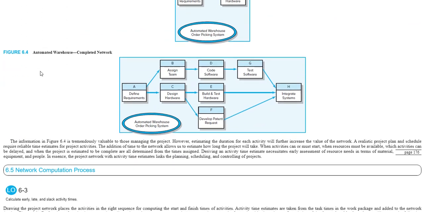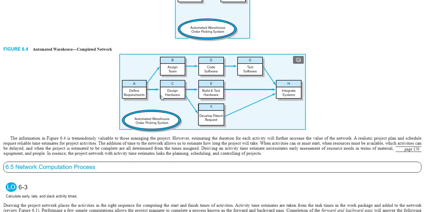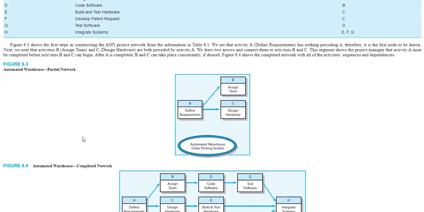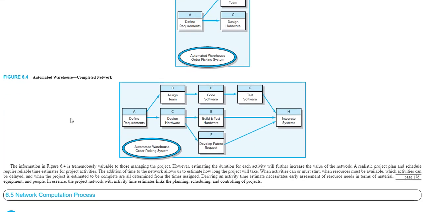Let's look at another example. Well, first of all, here's the completed network. If you go through the list of activities in the description and then the predecessors, you end up with this, an activity network that's sequenced in order. Okay, B and C begin after A, D starts after B, E and F begin after C, G after D, and then H is the final step. So now all activities in the project are identified and all of them are sequenced in order.